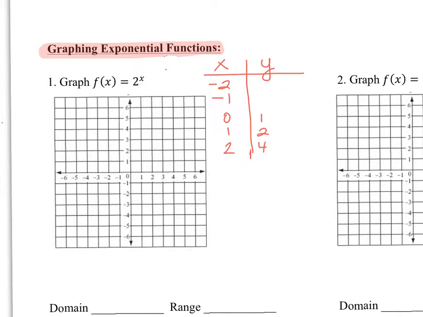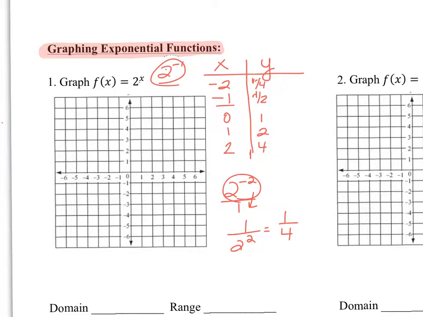So now let's talk about negatives. If I plug in 2 to the negative first power, because I'm plugging in -1 for x, notice this is a negative exponent. Remember, negative exponents turn things into fractions. So 2 to the -1 is the same thing as 1/2. 2 to the negative second power is the same thing as putting 2 on the bottom. So 2 squared goes on the bottom, 1 goes on the top. That's cleaned up to 1/4. So -2 is equal to 1/4.